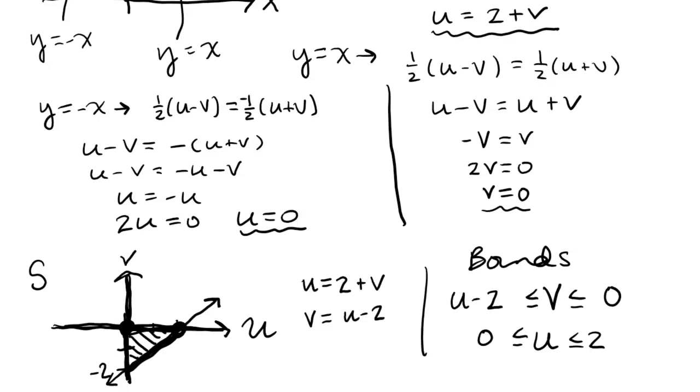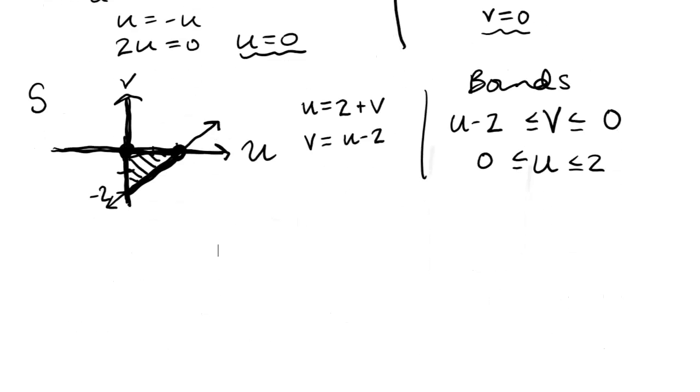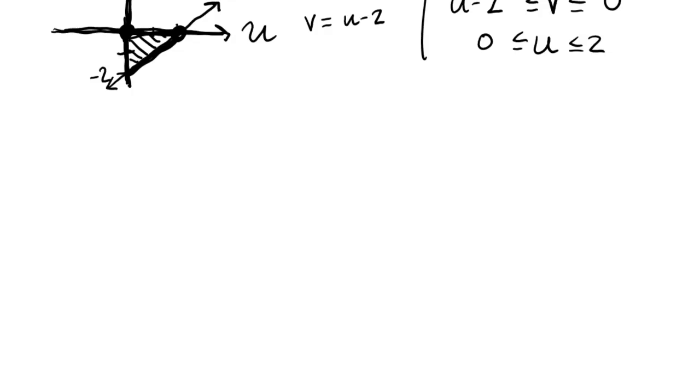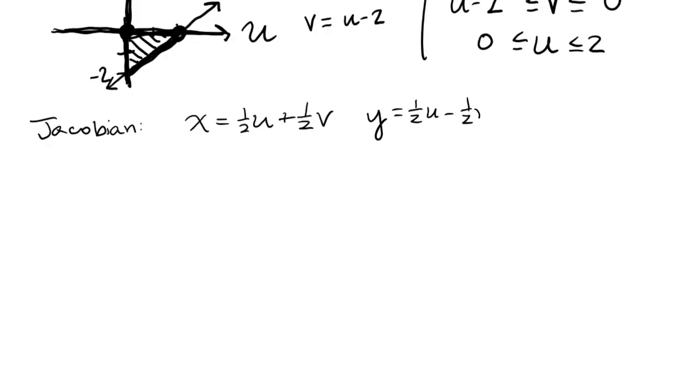So now that we know what our bounds are, let's look for that Jacobian so that we can make the change over to our new coordinate system. When we're looking for that Jacobian, remember we need to use those X and Y formulas from up above. So let's see the Jacobian. We had that X was, I'm going to split it this time, so distribute the 1/2. So it was 1/2 U plus 1/2 V. And then Y was 1/2 U minus 1/2 V.